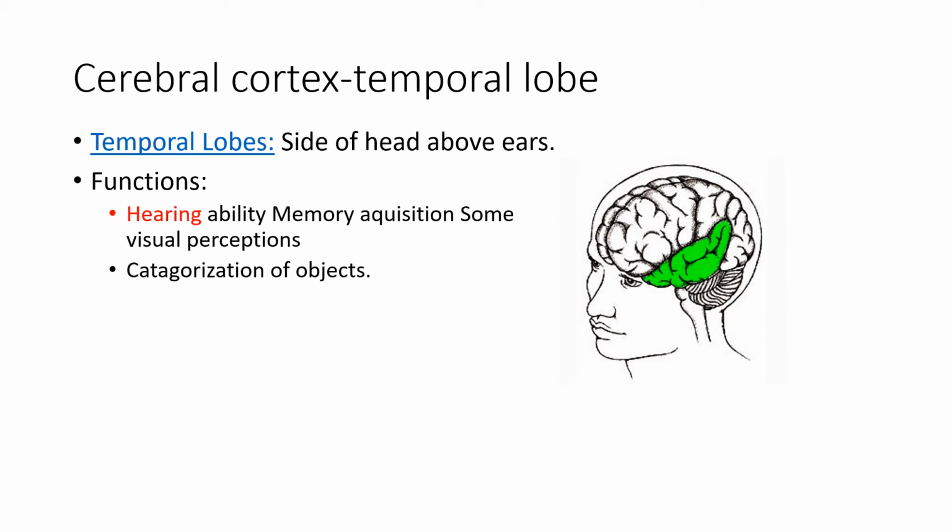Next, we get to our temporal lobe. This is on either side of your head, so there are actually two lobes. This is going to be right above your ears. So think of your temple on your forehead. It starts there and extends backwards. The purpose of your temporal lobes are for hearing ability, your memory acquisition, so memory can be stored here, and some visual perceptions. Also, your ability to categorize objects is going to be in your temporal lobe.